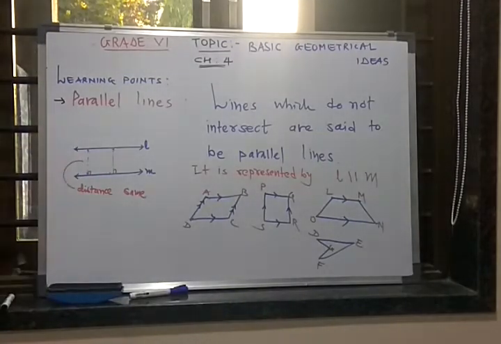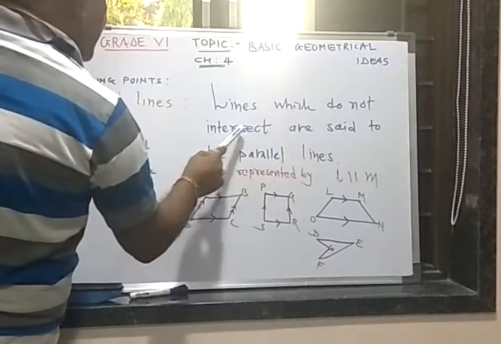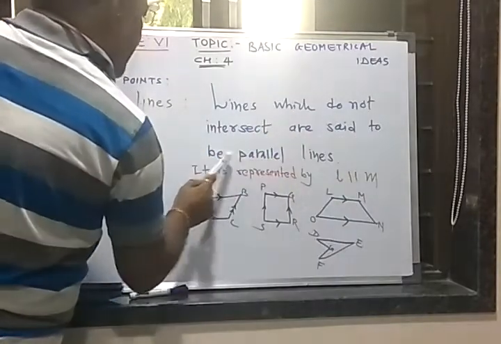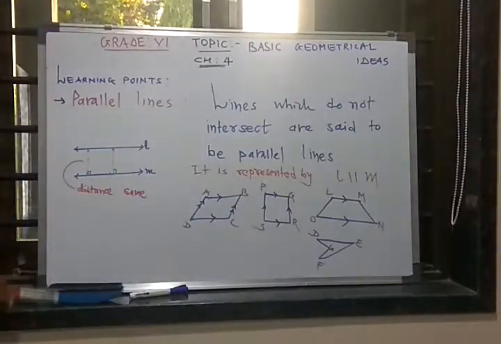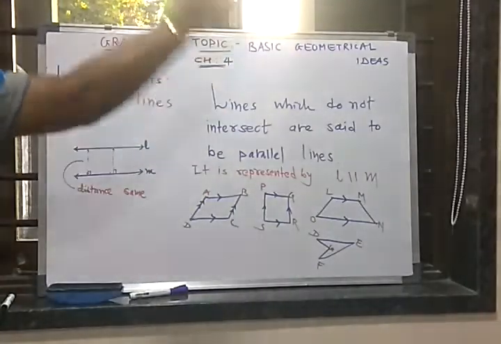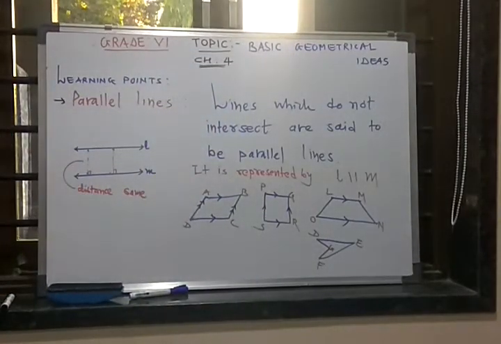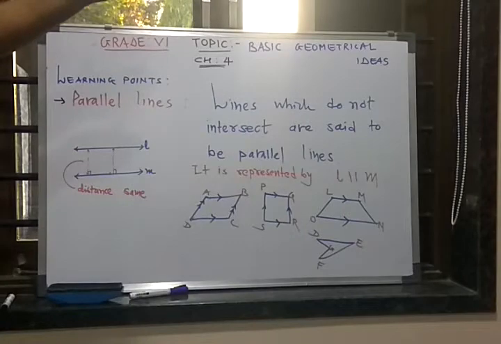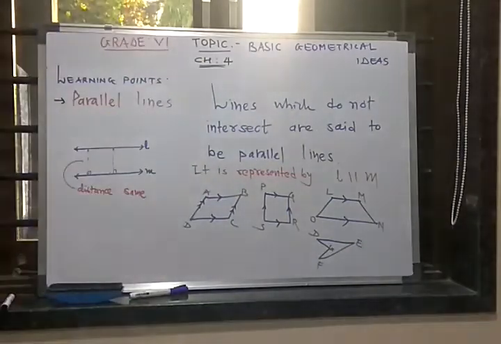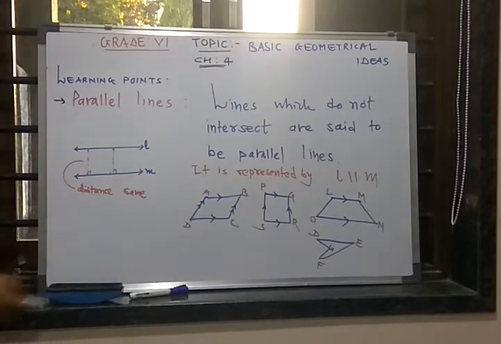Next point, parallel lines. Lines which do not intersect are said to be parallel lines. You see line L and line M. Here they do not intersect. You see, this has no ends. It goes to this side, this goes to this side, but they do not intersect. They just go straight away, and the distance between them is the same.